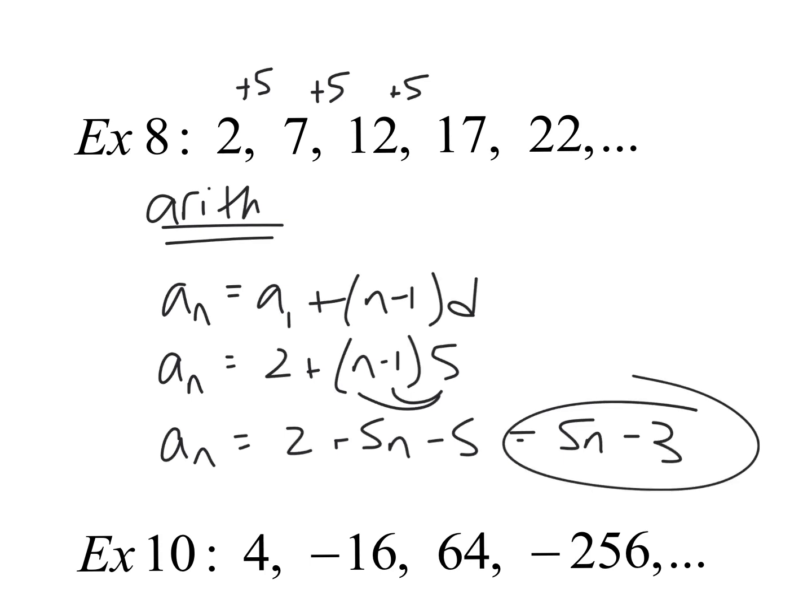So I can come up with any term number. I can come up with the 23rd term by just plugging in 23 right here. You definitely don't want to have to list out all those numbers and add 5 over and over and over again. That's why we have formulas for these. Okay, so this one was arithmetic. I was able to really easily identify, and therefore I can use a formula for that. So don't forget the formulas that we've already learned here.